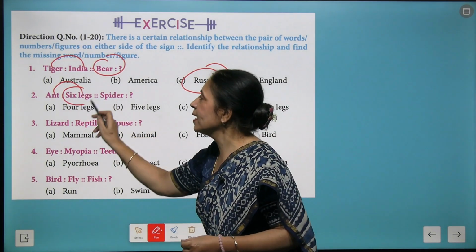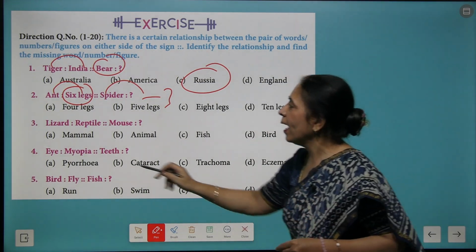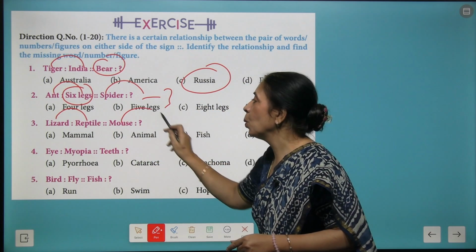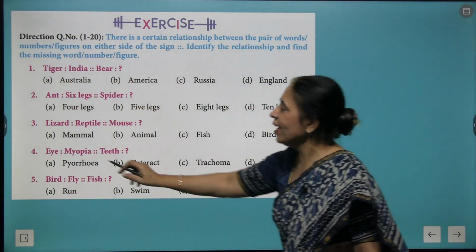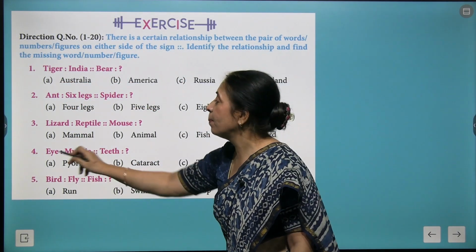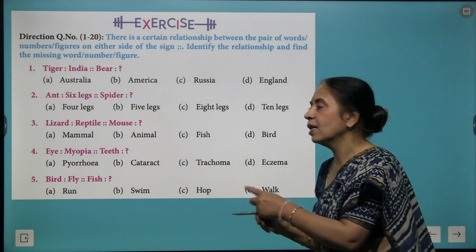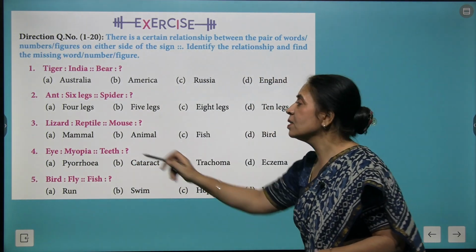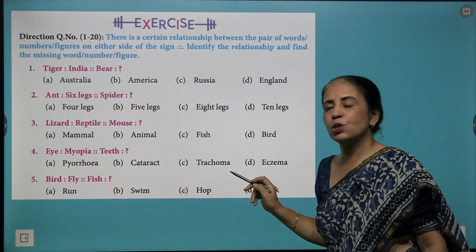So like, come on, let's see the relation. Like ant has 6 legs, so how many legs does a spider have? And we could say that lizard is a reptile, so in which category does the mouse come? And very interesting question, this is about the disease of your eyes and teeth. So when you say it's the disease of eye, it is myopia. And which one of these is the disease of teeth?